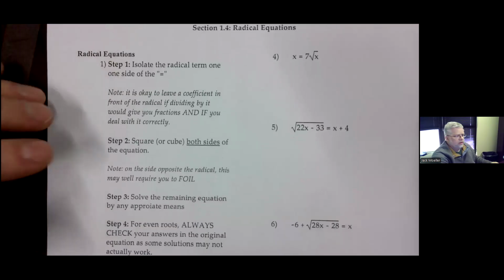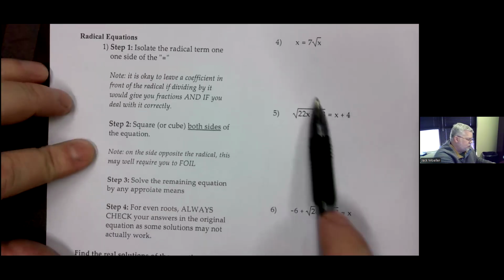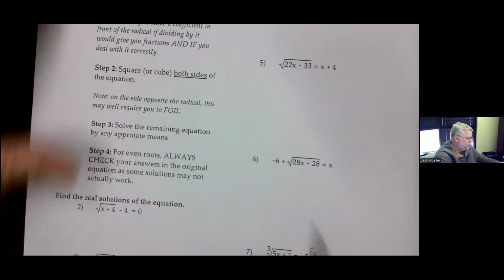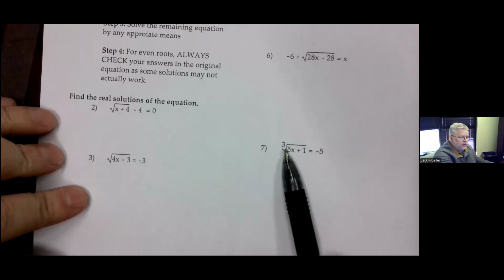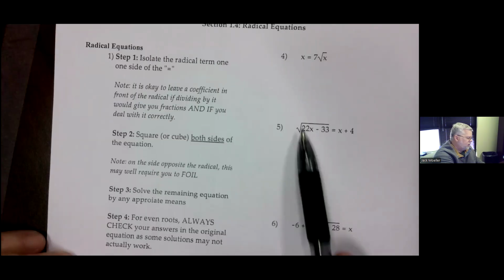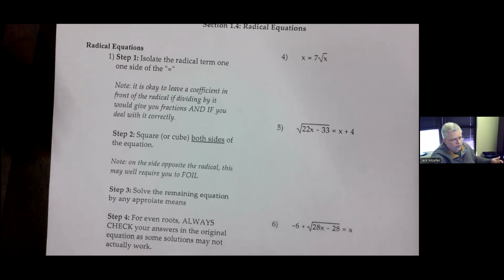And we'll do more examples of that. Once you have that square root by itself, you're going to square. Or we are going to look at one that has a cube root. What's the opposite of cubing? The cube root of something? Well, it's cubing it. So whatever that radical is, you're going to square or cube both sides. Just like with the square root, we're taking the square root of both sides.